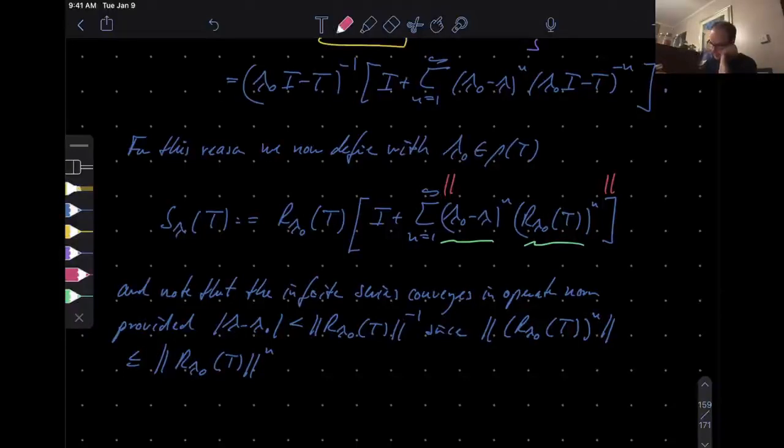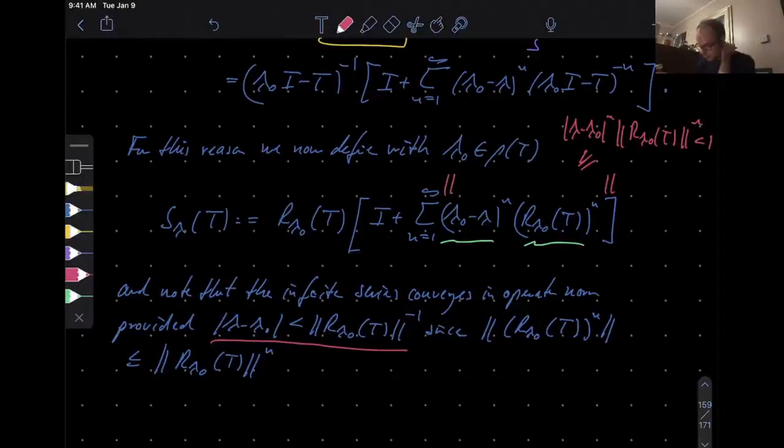It is less than or equal to, maybe up here, well, there is |λ - λ₀| to the power n. And then comes the operator norm of R_λ₀(T) raised to the power n. So there I use my submultiplicativity and I get this, right? So in other words, when this is true, this product here will be strictly less than 1. It will be strictly less than δ to the n with δ a quantity strictly less than 1, right?